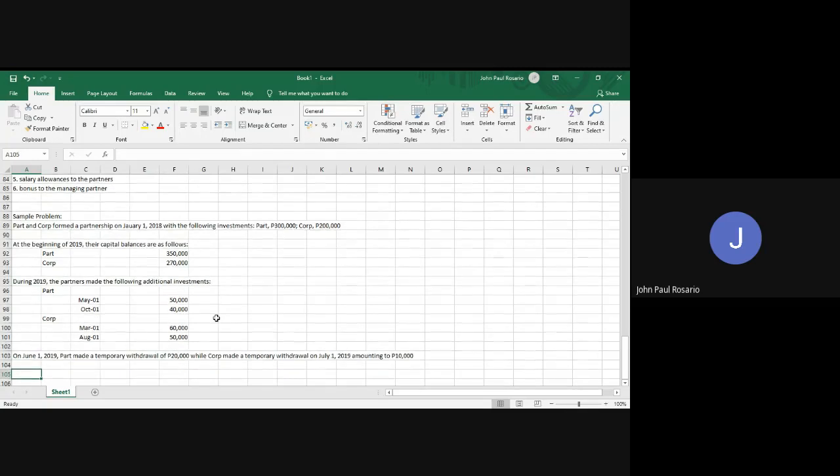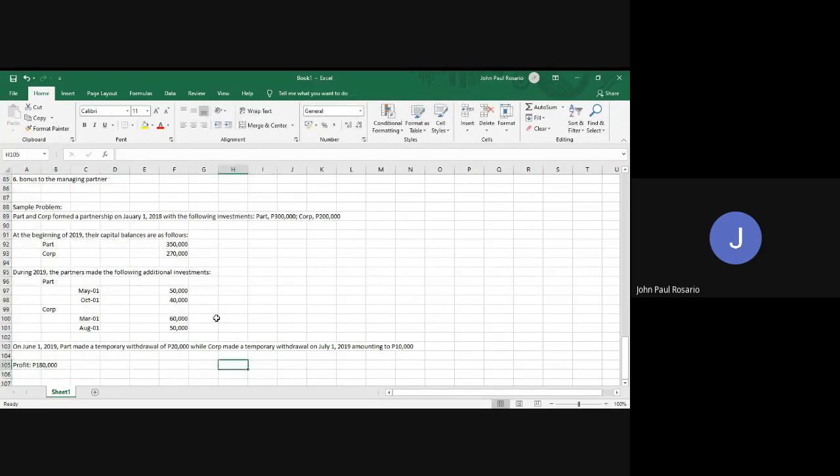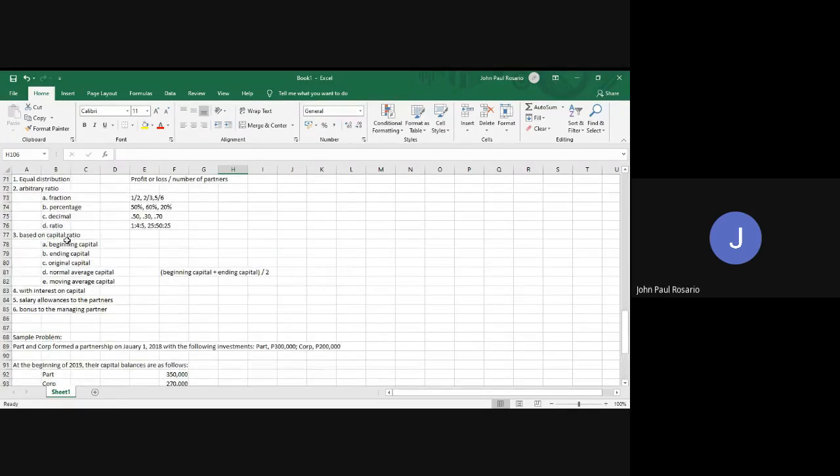So our first assumption is, let's go back, the partnership has a profit amounting to 180,000. Then let's also assume a loss of 120,000. Then let's do the distribution of profit depending on whether equally, an arbitrary ratio, based on capital ratio, or interest on capital and salary allowances, items 1 to 5.